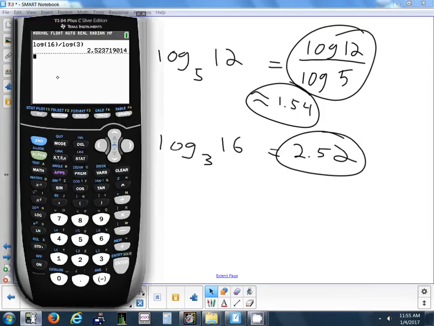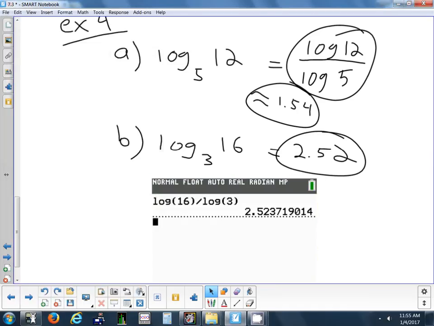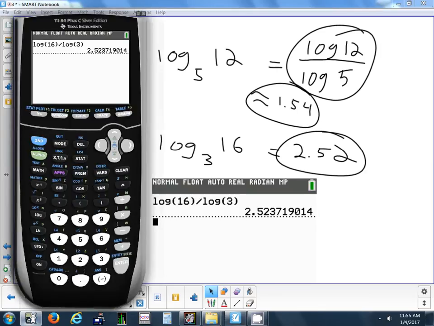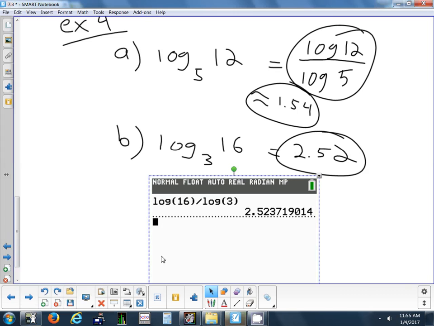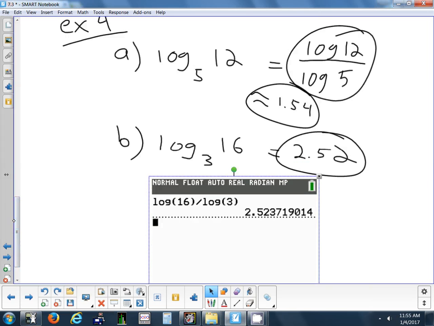Okay. Any questions on that? So it's really not that hard to type in things with a different base. You just have to type it in as division. And that'll work on any calculator as long as you've got a log button. You don't need a graphing one. Okay. So any questions on the change of base formula?